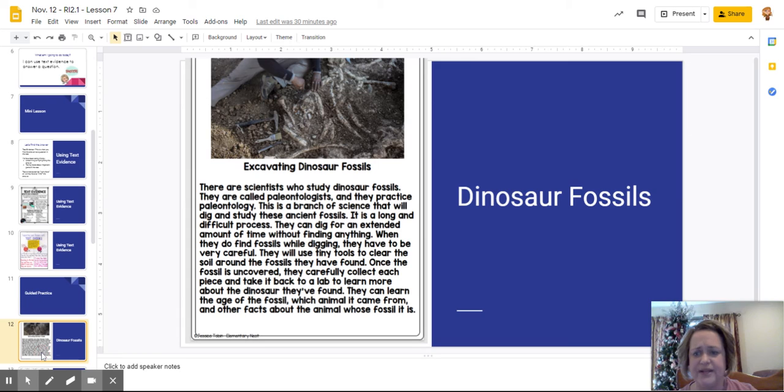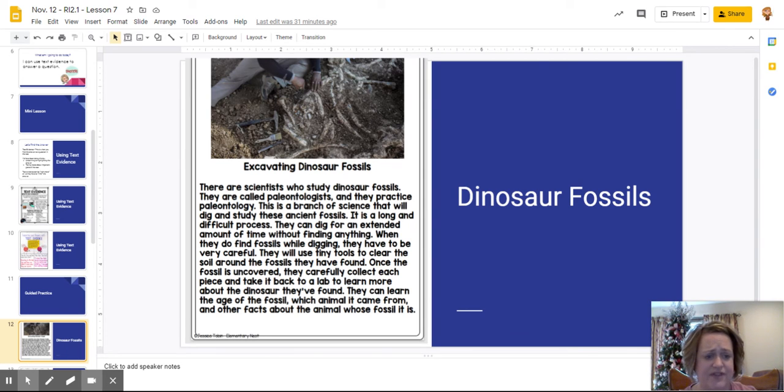So that's how we can infer from the text evidence that it gives us. Today, we are going to take a look at a nonfiction passage about dinosaur fossils. And you can see from the picture that they are excavating, which means digging out the dinosaur fossils. The scientists are looking for the dinosaur fossils. You may have been to the museum or been to a park where you have seen dinosaur fossils as well. So let's go ahead and jump in.